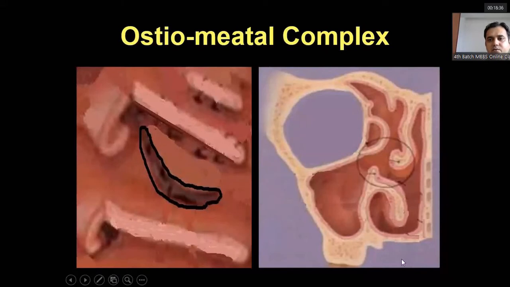So this particular area is the coronal section. This is what I talked about a few minutes ago. This is the osteomeatal complex, and this one particular area is the most important part in nasal surgery. Just give me a minute.